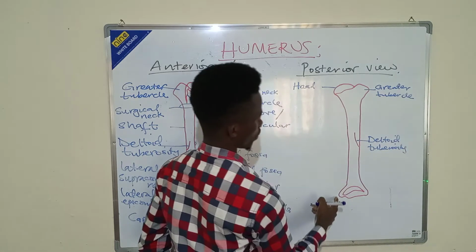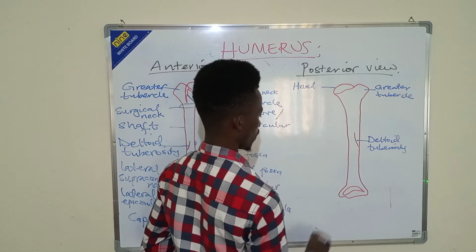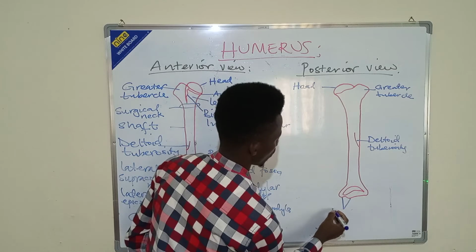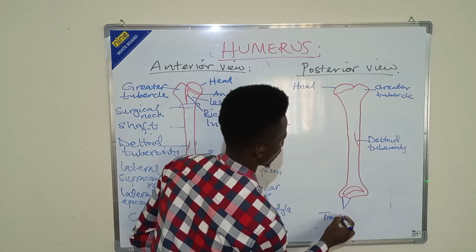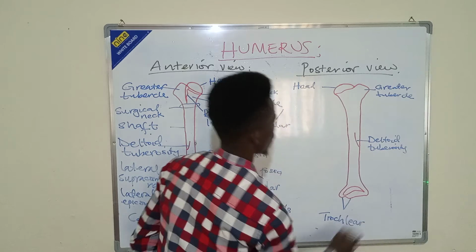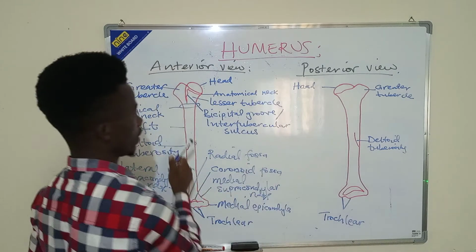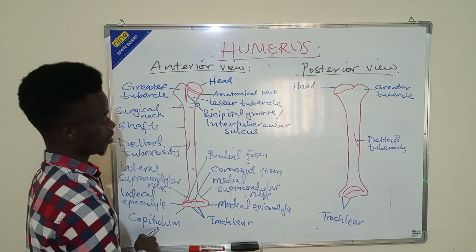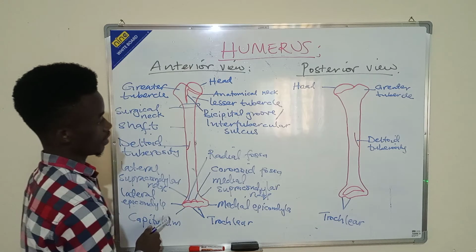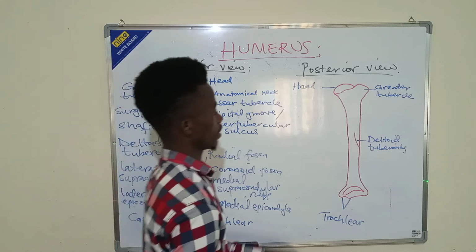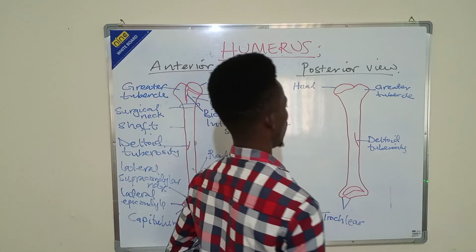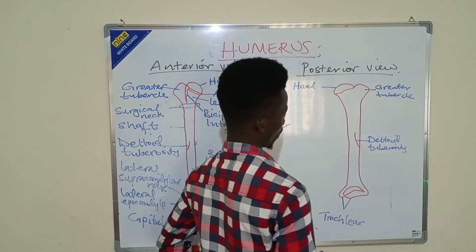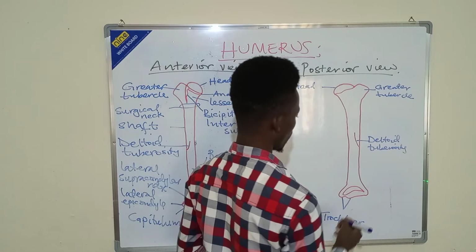And then we see the epicondyles, then the condyles. We only see the medial epicondyle, and the trochlea. So the trochlea can be seen from a posterior and then anterior view, but the capitulum can only be seen from the anterior view. The trochlea articulates with the trochlear notch of the ulnar bone of the forearm, as said.